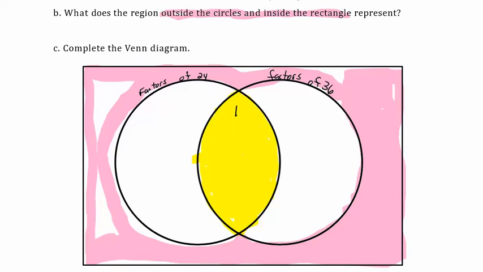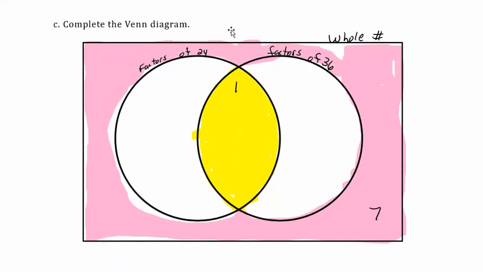Can you think of one? I can think of some. How about 7? That'd be a good one. 7 is not a factor of 36 and it's not a factor of 24, but it is a whole number. The universal set was the whole numbers. So I don't have to worry about the negatives here because the universal set was the whole numbers. So part C says to complete the Venn diagram.